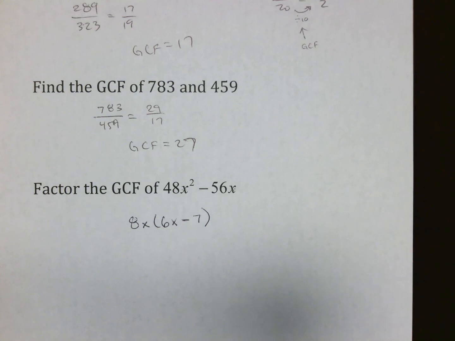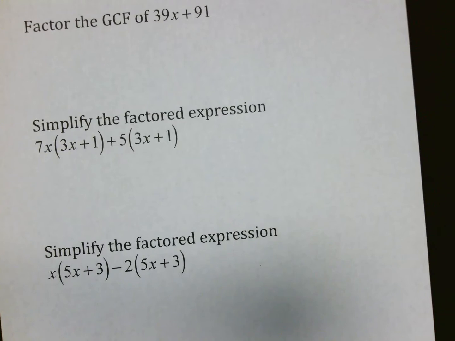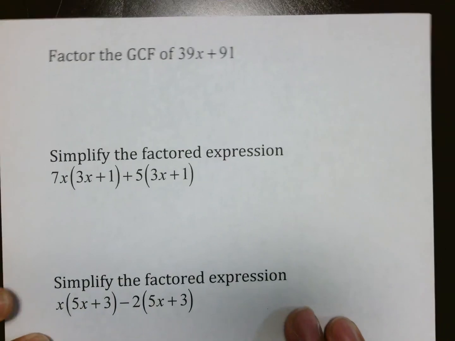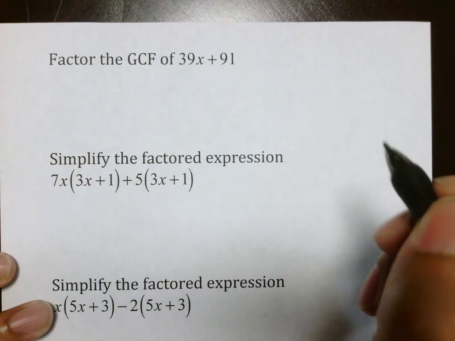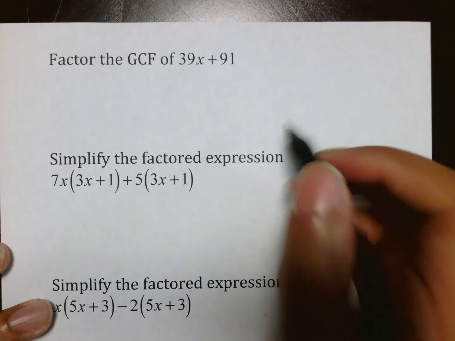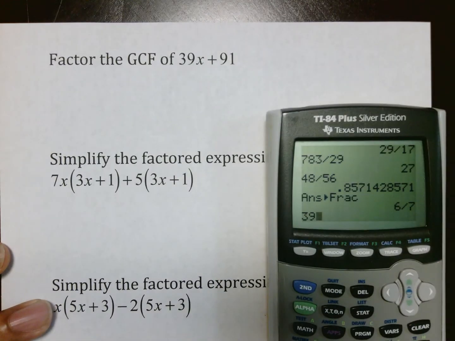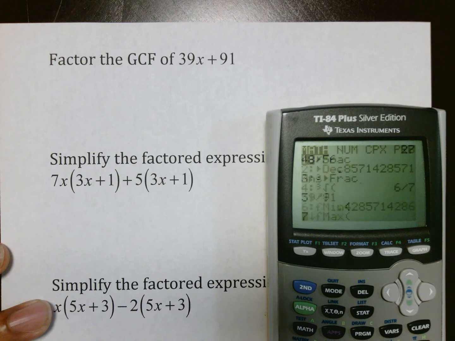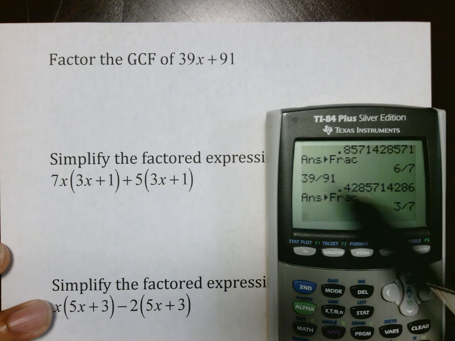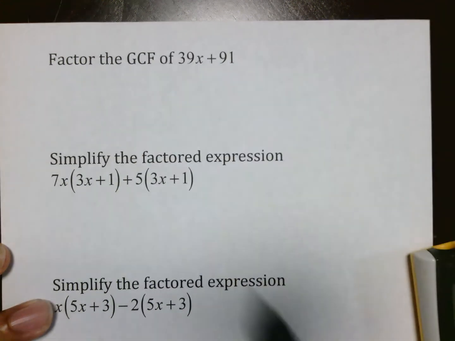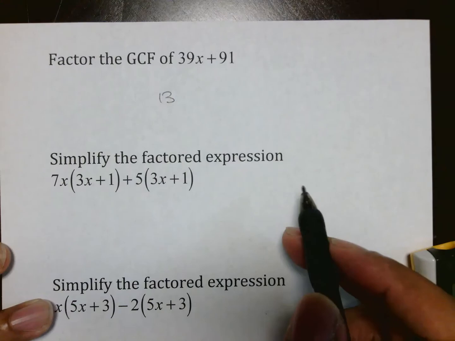This is a very important thing because without factoring out the GCF, you really can't do the last part of what we're going to do. And so make sure you understand that part. Factor out the GCF of 39x plus 91. Well, the thing is, if you don't know what 39 and 91 is, do 39 over 91 equals math, enter, enter. 39 divided by 3, I believe, is 13. That means that my biggest number I can take out is 13.